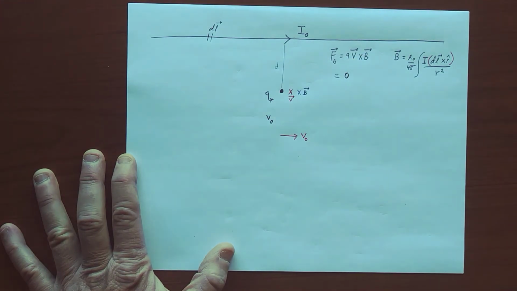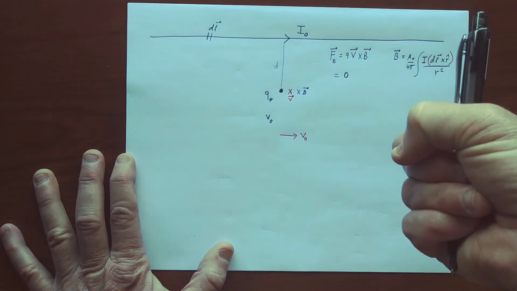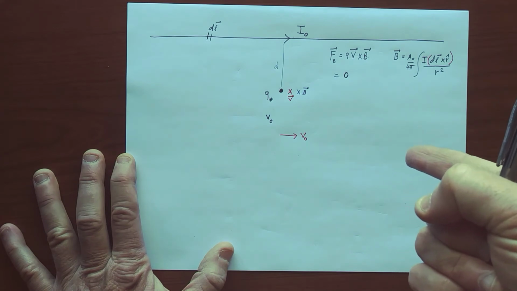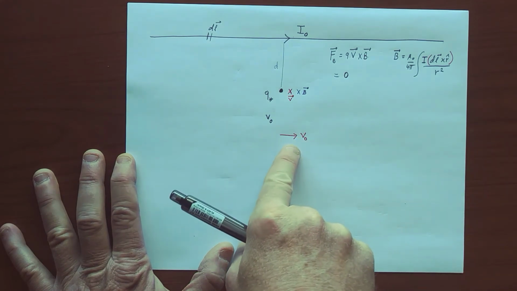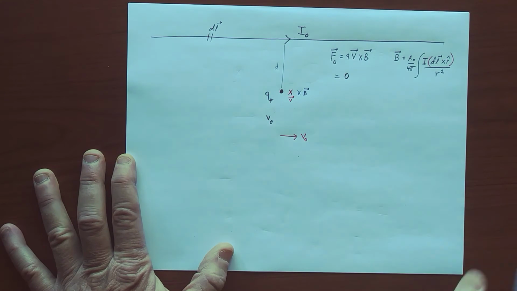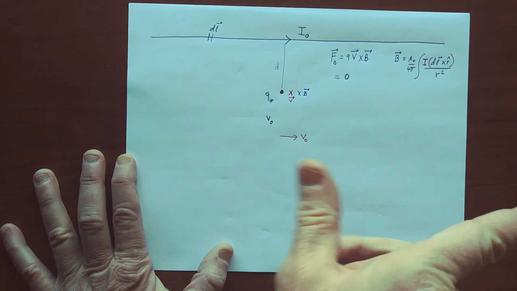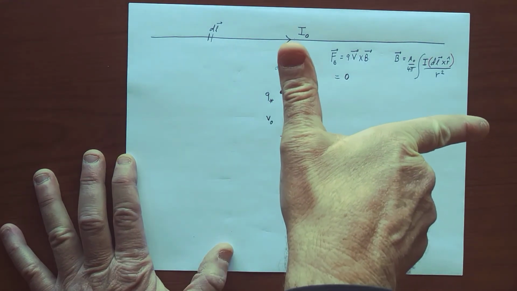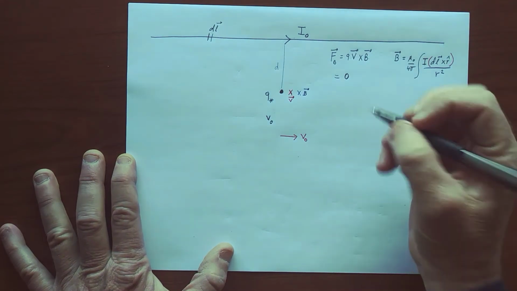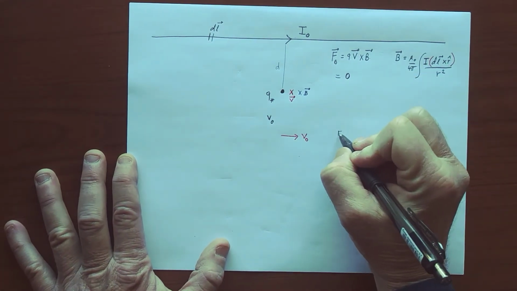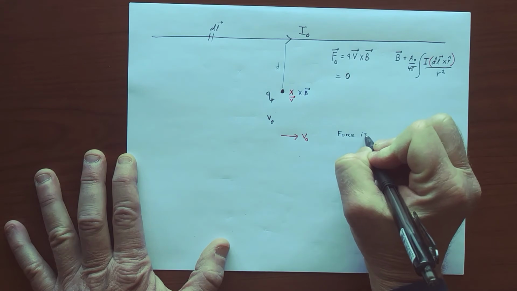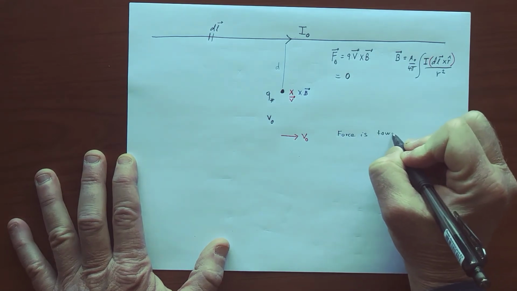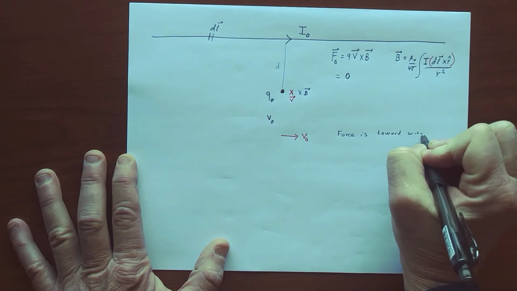So the velocity is to the right, so my index finger is pointing to the right, and B is into the page, and so the thumb points toward the wire. So in this case, we would say the force is toward the wire.